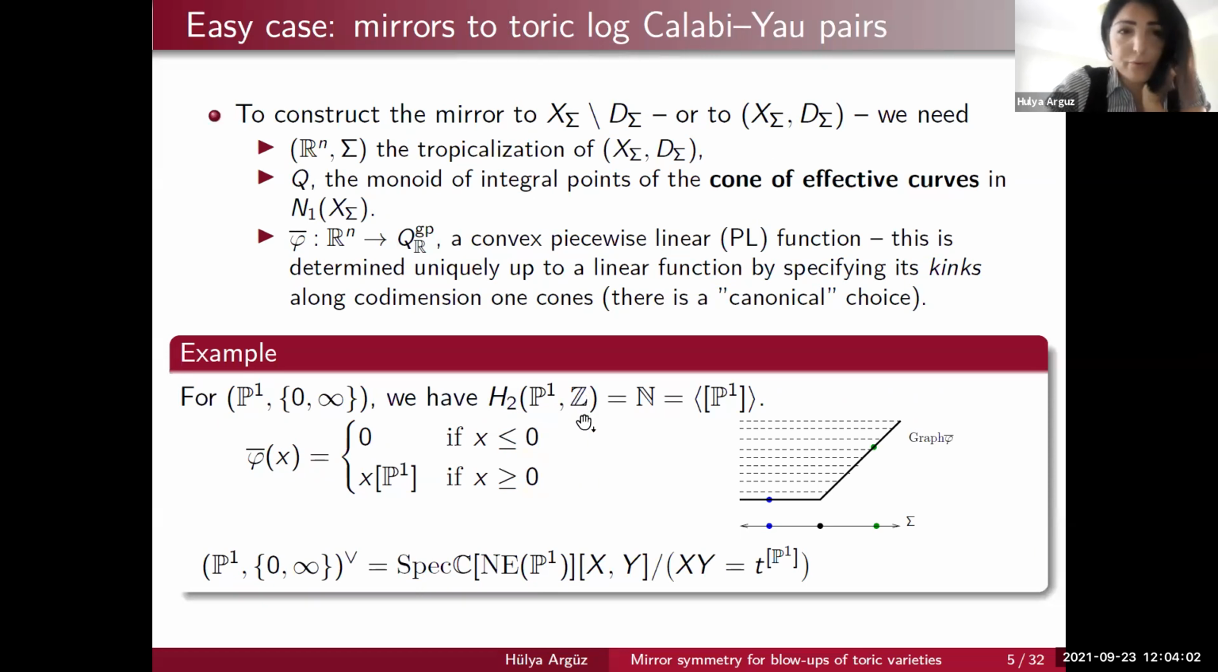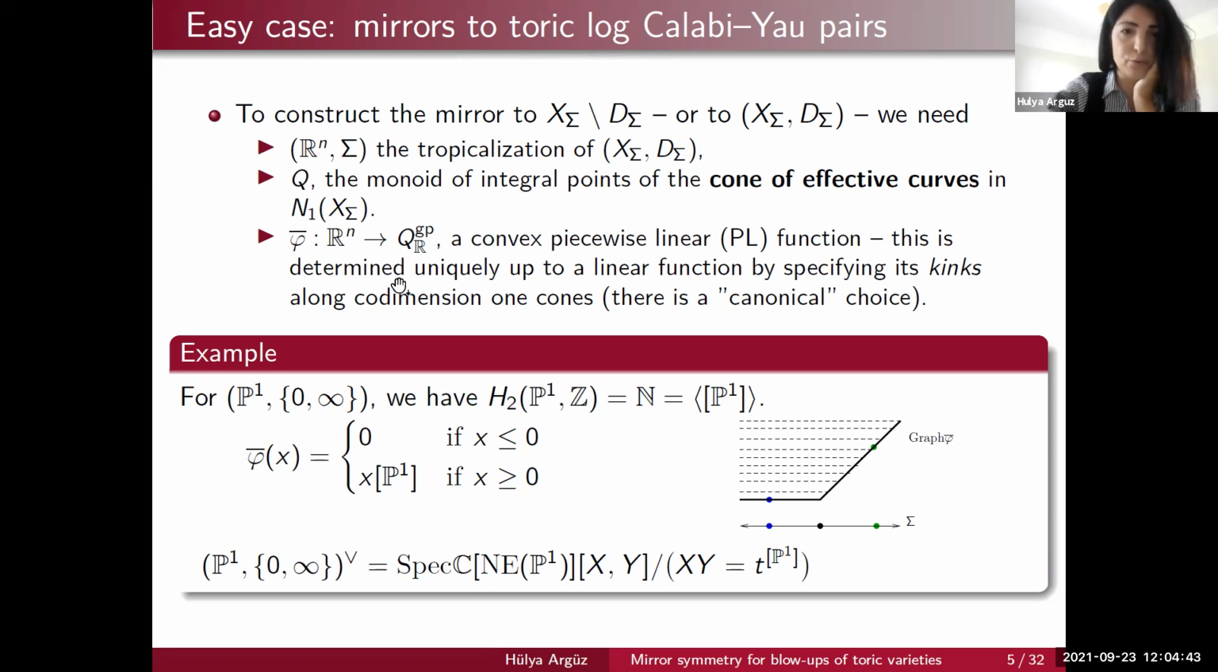So what is the mirror? If you look at the toric log Calabi-Yau pair, the mirror to the complement is a Calabi-Yau, but we generally just say the mirror to the pair. We need to fix this Theta given by R^n together with the toric fan of this toric log Calabi-Yau pair. And then we fix the monoid Q, which we take as the monoid of integral points of the cone of effective curves. And then we fix a piecewise linear function, which is a linear function on each maximal cone of the toric fan. And we want this function to take values in this monoid.